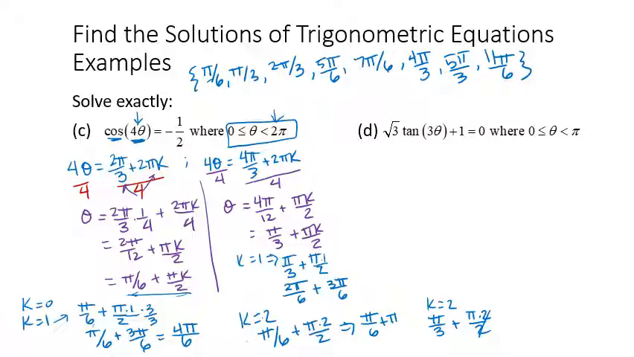All right, let's look at this second one, the tangent one. Unfortunately for this guy, tangent's not alone. So we need to get the tangent isolated. First thing, let's subtract that 1. So when I subtract the 1, I get that. Divide by root 3.